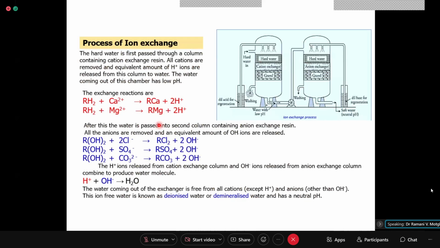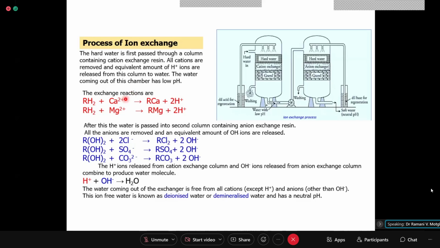So coming to the ion exchange process, there are two columns which are stacked with gravel. Then there will be the ion exchange resin, and then you can pass hard water through it. Generally, the sequence followed is that water is first allowed through the cation exchanger resin. Reason being, your cation resin is represented as RH2.